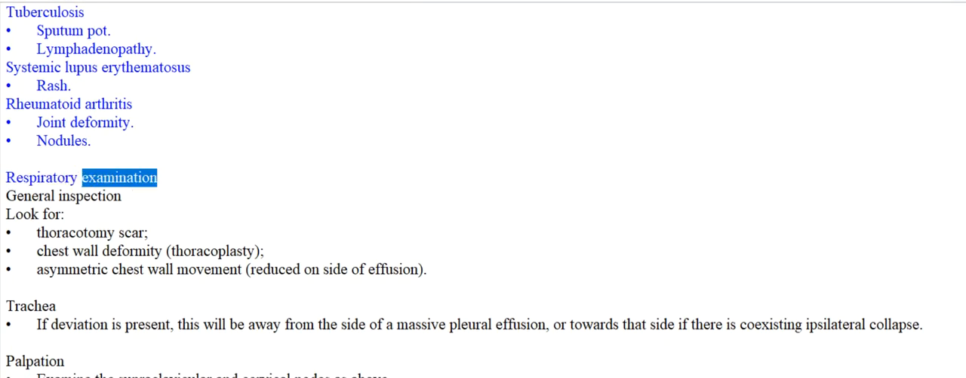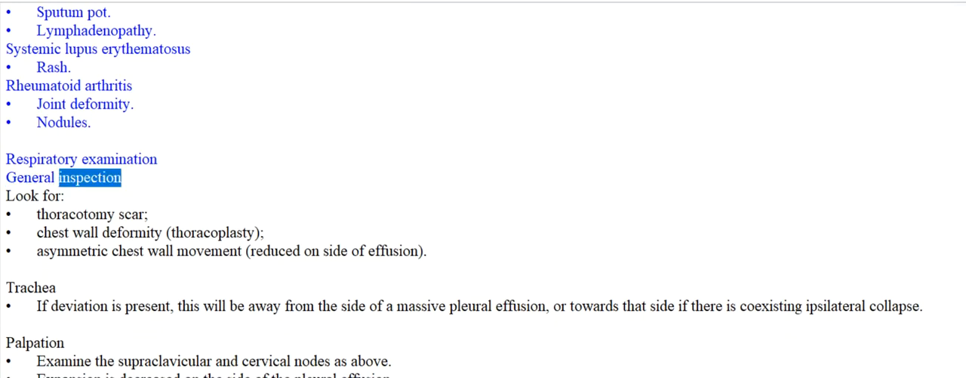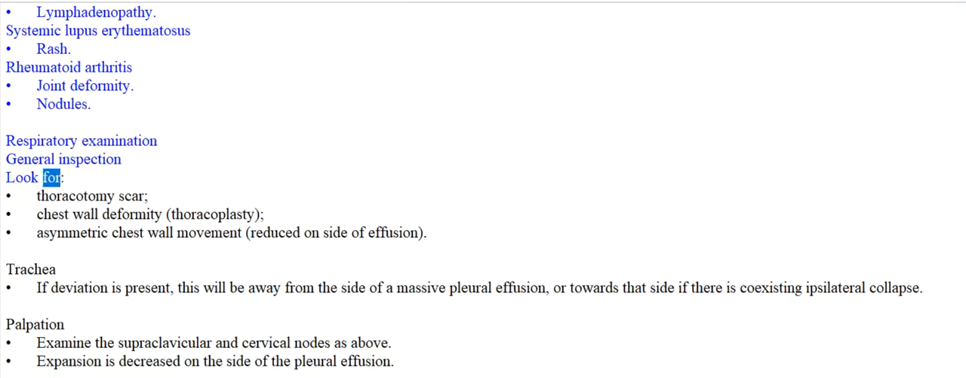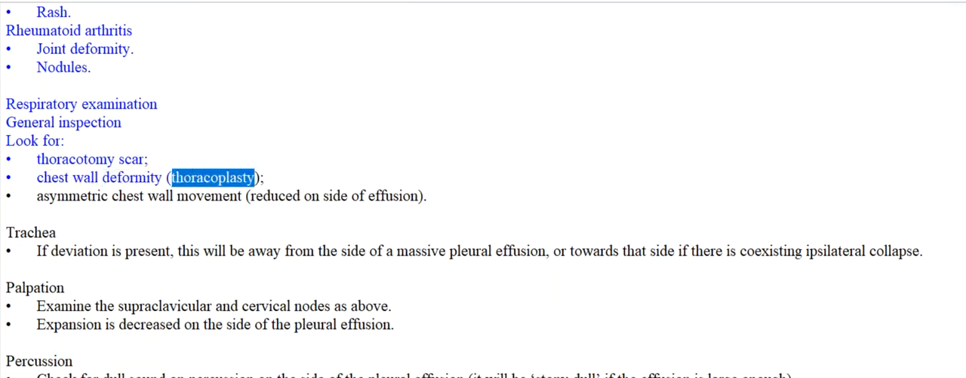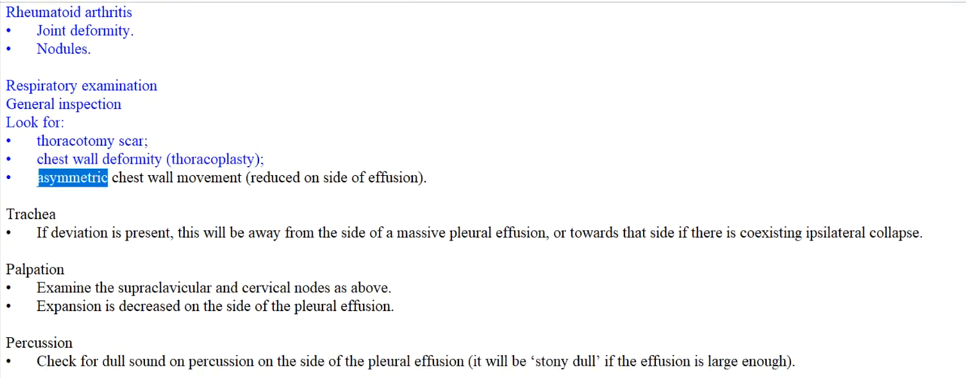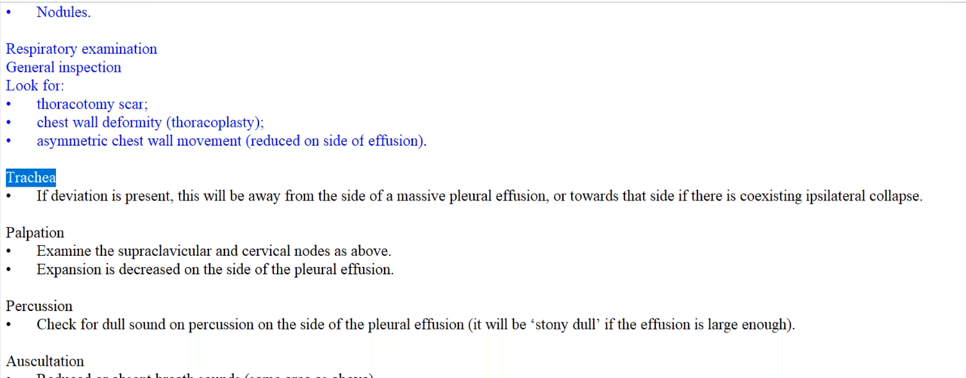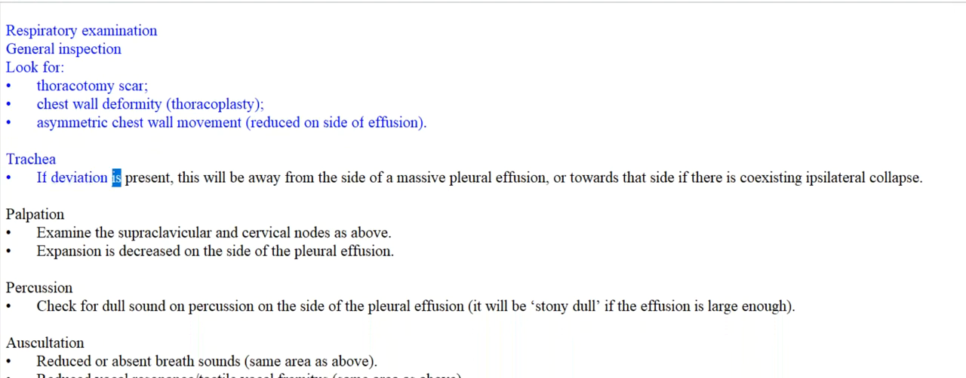Respiratory examination. General inspection. Look for thoracotomy scar. Chest wall deformity, thoracoplasty. Asymmetric chest wall movement, reduced on the side of the effusion. Trachea. If deviation is present, this will be away from the side of a massive pleural effusion, or towards that side if there is coexisting ipsilateral collapse.